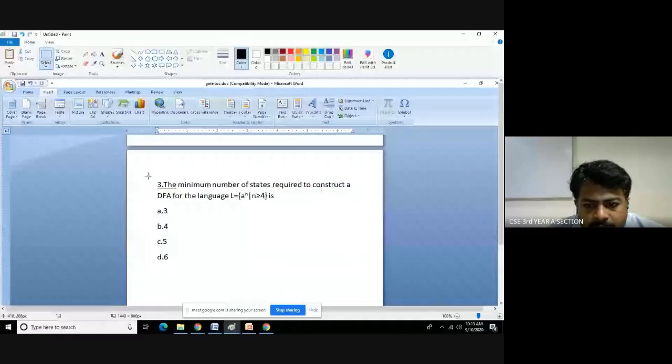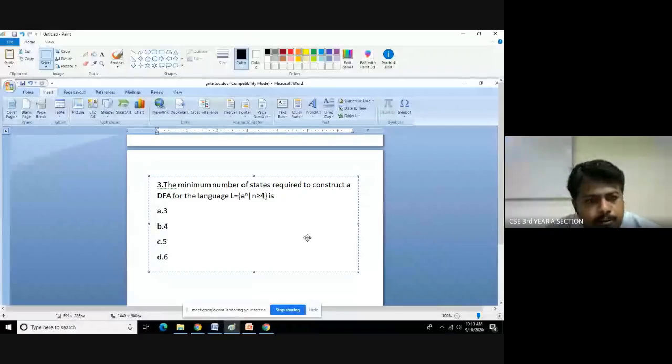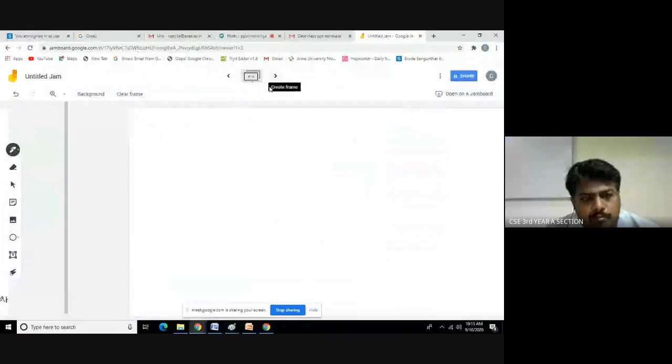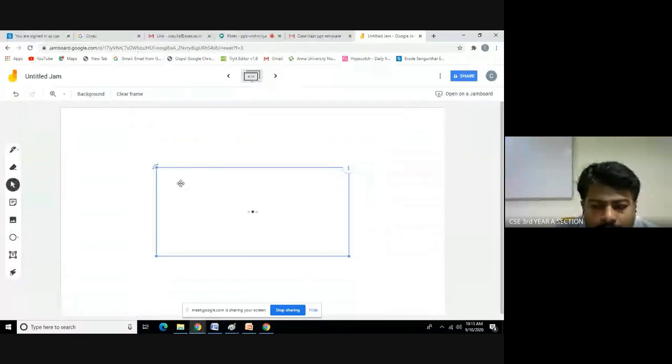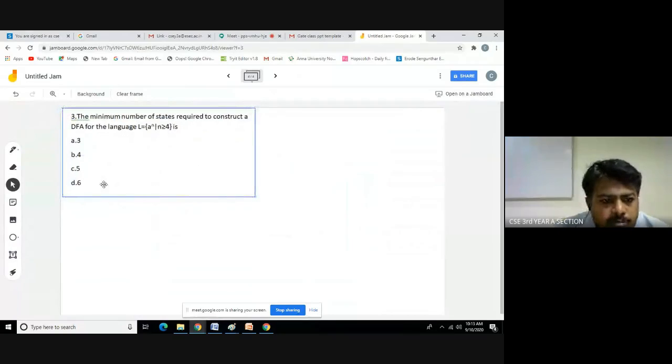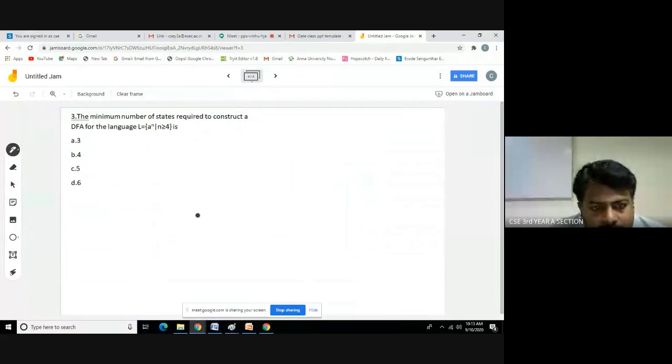So this is my third question. The minimum number of states required to construct a DFA for the language L equal to a power n such that n greater than or equal to 4. So how many states do I need to consider for the given language? That is the question. You must remember what your language is: a power n such that n greater than or equal to 4.